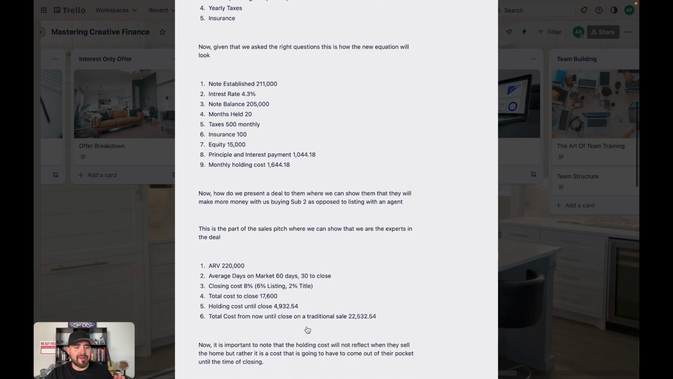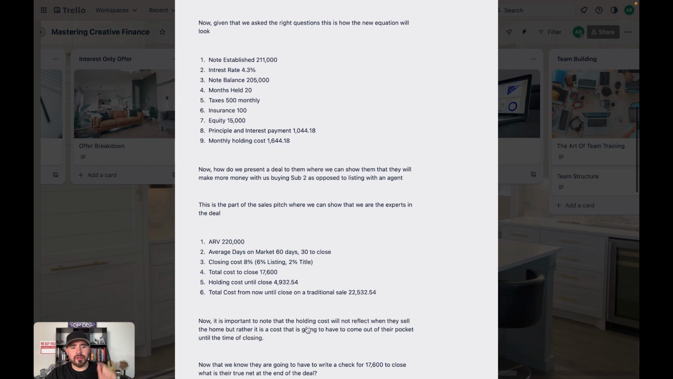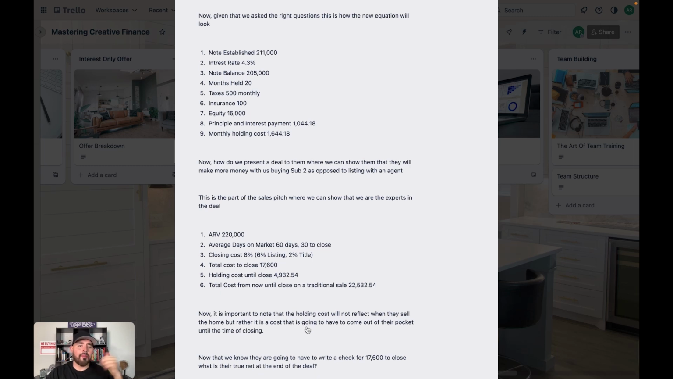So if this one has an ARV of $220,000 with an average day on market of 60 days plus 30 days to close, meaning they're going to have to hold on to it for 90 days. Closing cost is about 8%, 6% listing, 2% title. Goes up or down depending where you are. Total closing costs are going to be $17,600. Now, holding cost until closing is $4,932. The reason I got that is 3 times $1,644.18. So total cost from now until close on the traditional sale is $22,532.